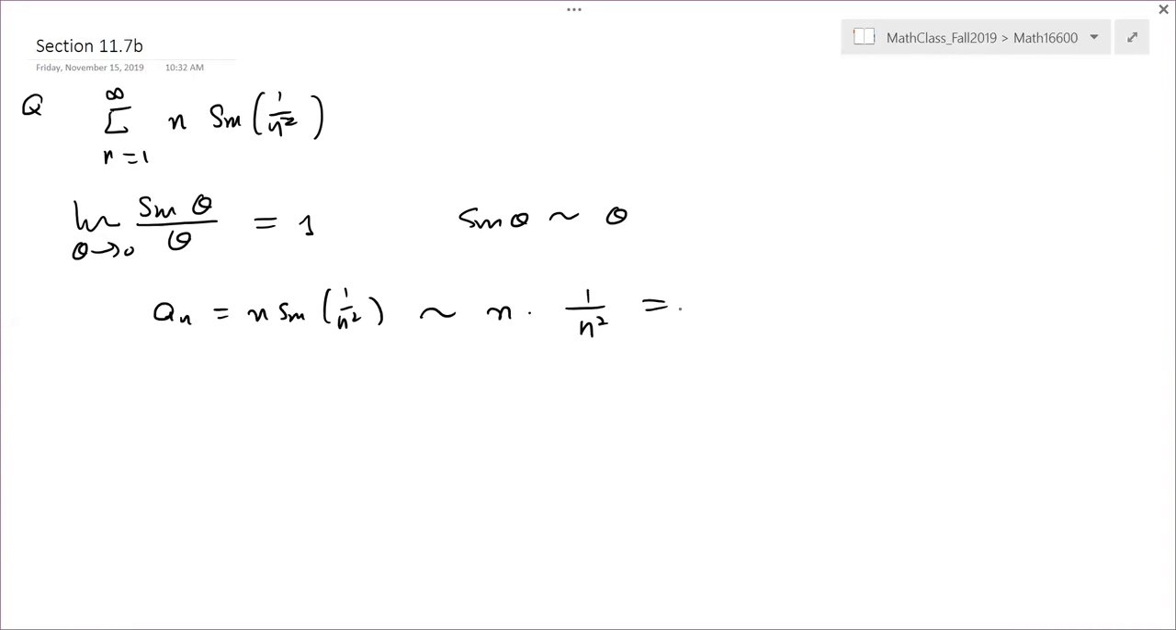So that's my Bn. Bn is just 1 over n. So let's take the limit of an over Bn. Now the reason we can use a limit comparison test is because all the terms are positive, because sine n changes signs. The sine 1 over n squared, because 1 over n squared is very close to 0, so sine of that will be positive. All right, so let's take a look.